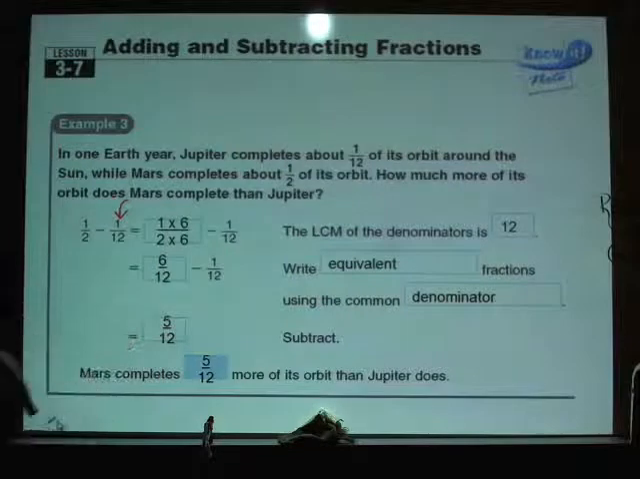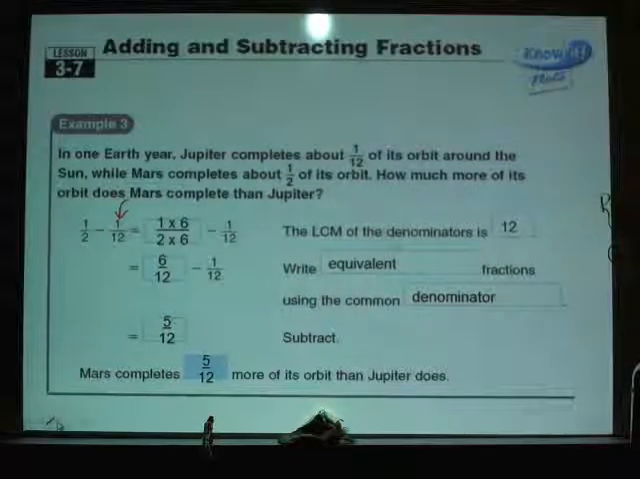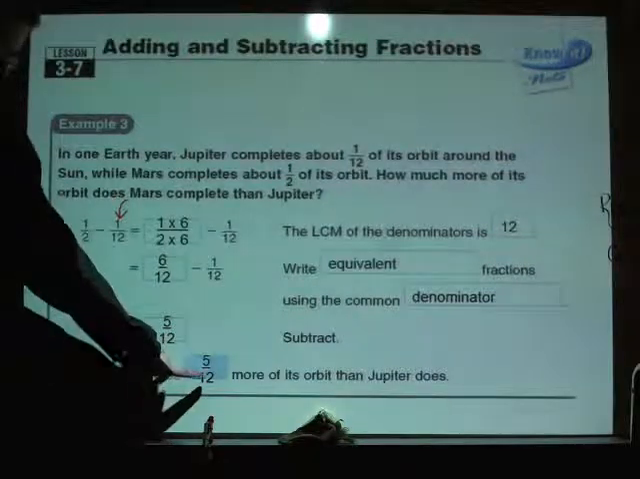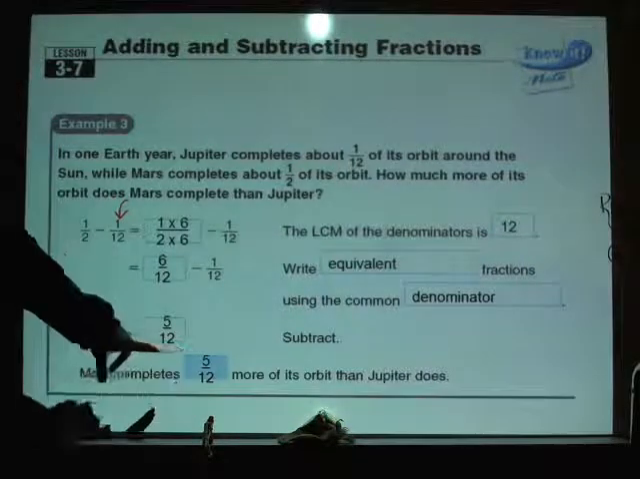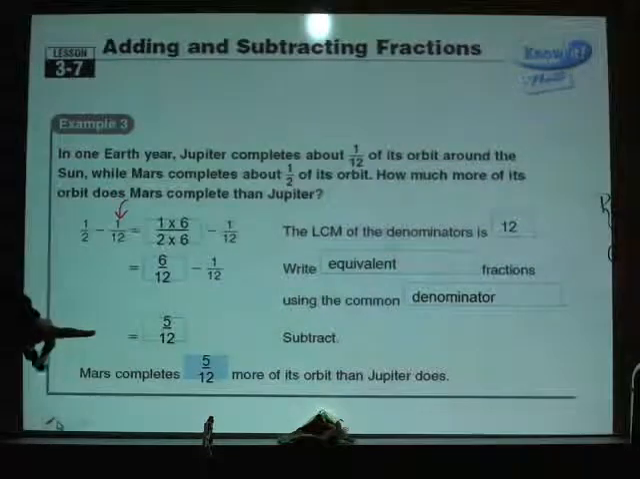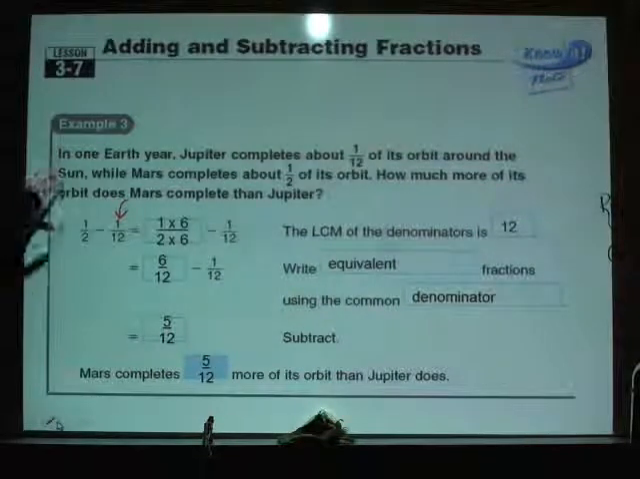Now let's put it in context of the question. The question was, how much more of its orbit does Mars complete than Jupiter? Mars completes 5 twelfths more of its orbit than Jupiter does going around the Sun.